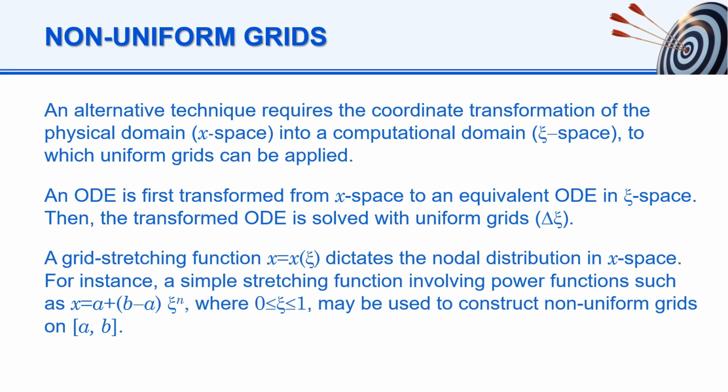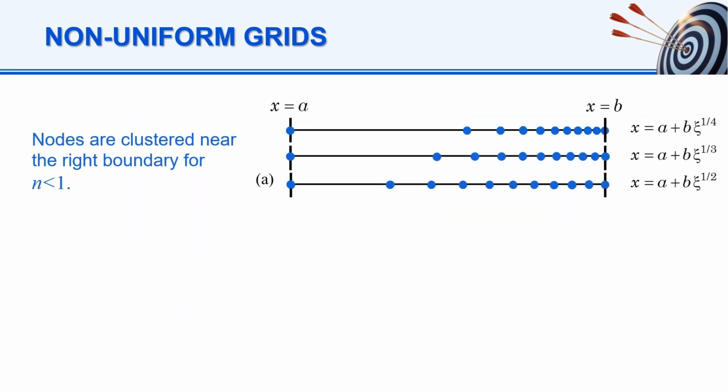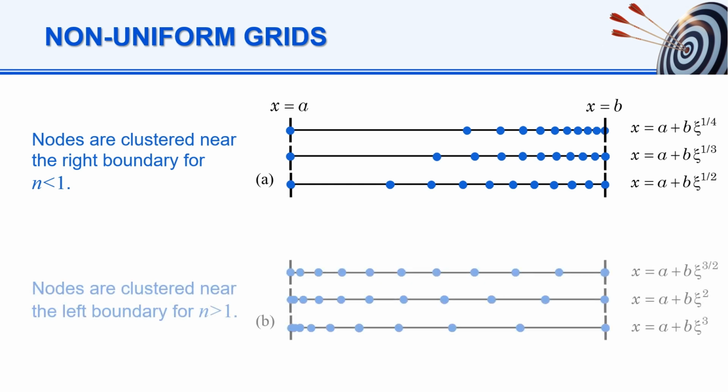A grid stretching function x = x(ξ) dictates the nodal distribution in X space. For instance, a simple stretching function involving power functions, such as x = a + (b − a)ξ^n, where ξ ranges from 0 to 1, may be used to construct non-uniform grids on the interval from a to b. The effect of stretching functions in power form are illustrated here. Nodes are clustered near the right boundary for n less than 1. Nodes are clustered near the left boundary for n greater than 1.